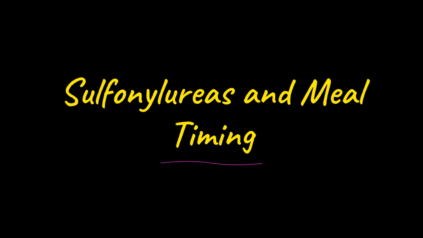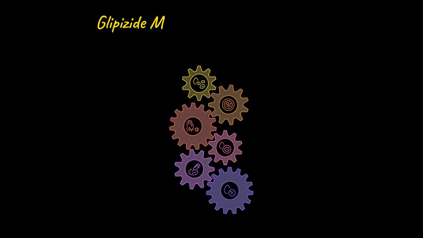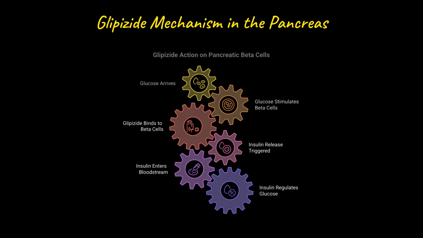Glipizide belongs to a drug class called sulfonylureas, which lower blood sugar by triggering the pancreas to release insulin. Understanding how this mechanism works explains exactly why timing the dose to a meal is so critical. Sulfonylureas act directly on the insulin-producing beta cells of the pancreas, forcing them to release a surge of insulin. This release happens whether or not food is on the way, which is what makes timing so important.